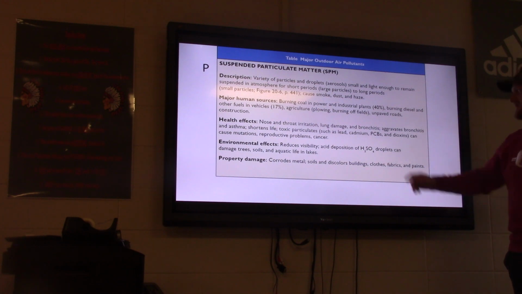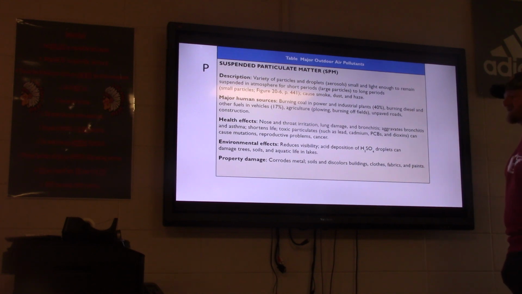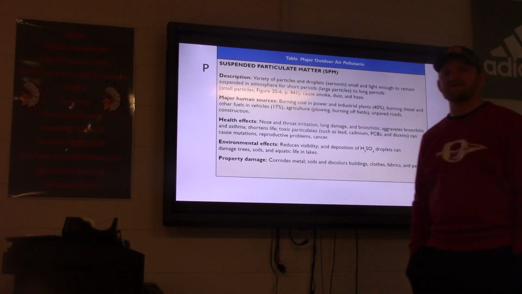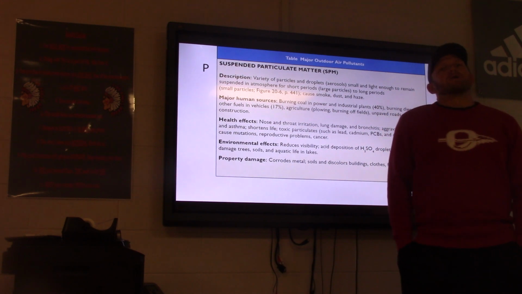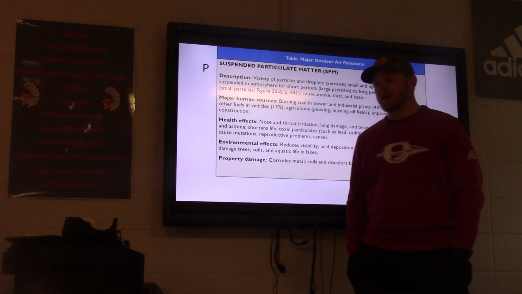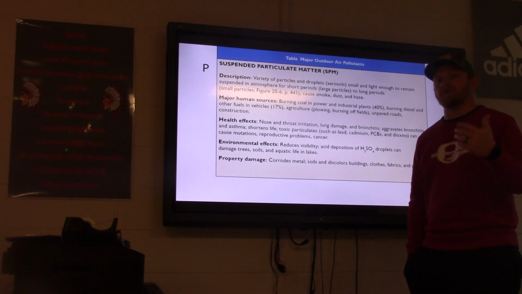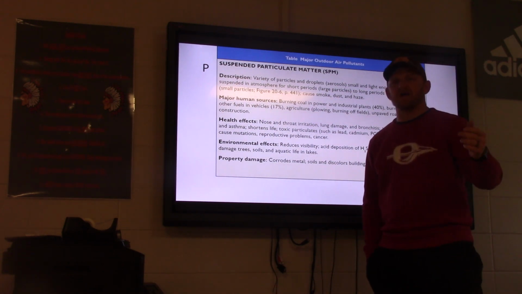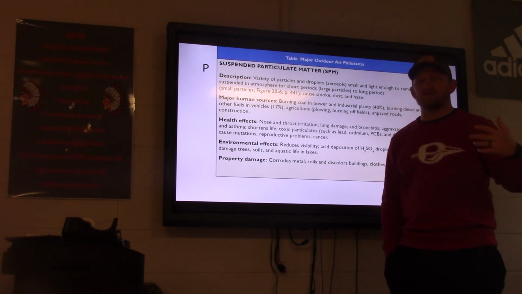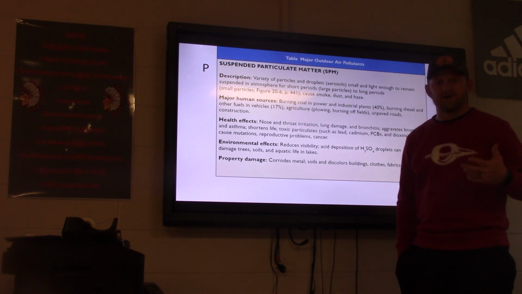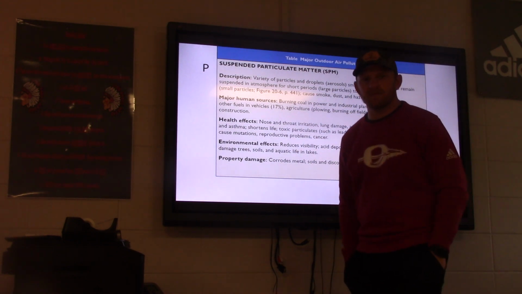Environmental effects, reduced visibility. You get the H2SO4 again, sulfuric acid. It can damage those trees, corrode metals, discolor buildings, clothing, fabrics, and paint. So all this stuff really affects everything the same. So we have to be able to distinguish between the different things, what are we producing the most of, and figure out how to not produce as much of it, but yet still have jobs and still have ways to be able to live our daily lives without harming the environment.